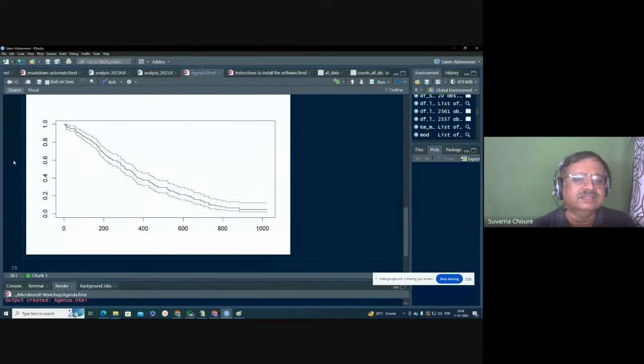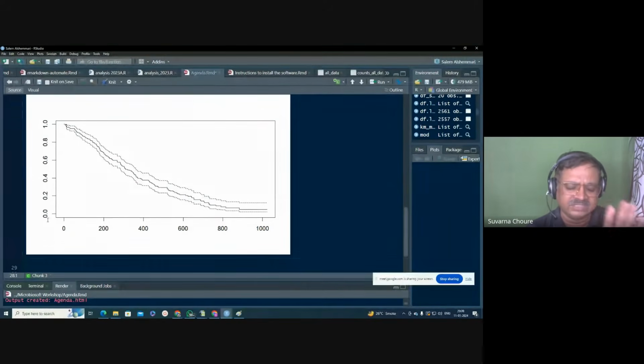Okay. And this is 0.6. This is hazard risk, actually, death risk. 60% death risk is there, and that is around 250 to 300 days. 60% survival is up to this point. And beyond that, almost 40% of the population will die up to 300 days.